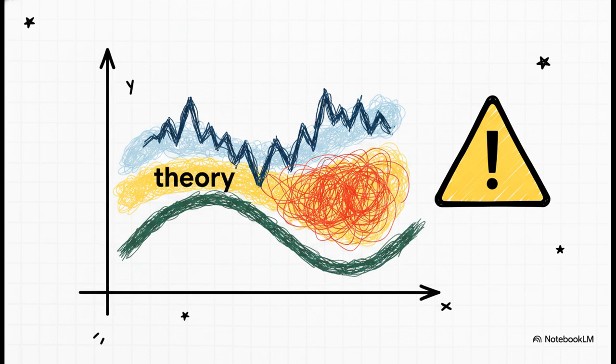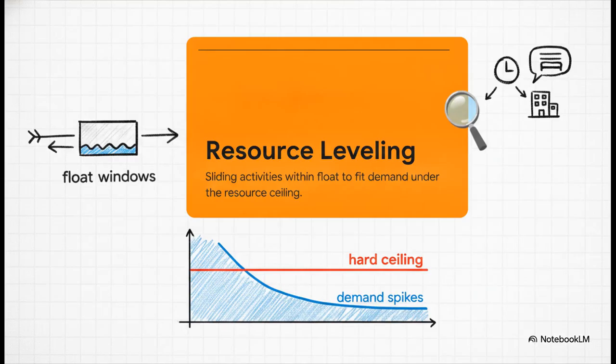So, how do we smooth out those violent spikes and bring our theory in line with reality? The answer is resource leveling. It's exactly what it sounds like. You take activities that carry a bit of extra time, which we call float, and you just slide them around within those float windows. As you slide them, those crazy demand spikes flatten out, and your overall resource curve finally stops breaching that hard ceiling of 120 beds. Basically, leveling is just a very real conversation between your physical resource limits and the float you own.